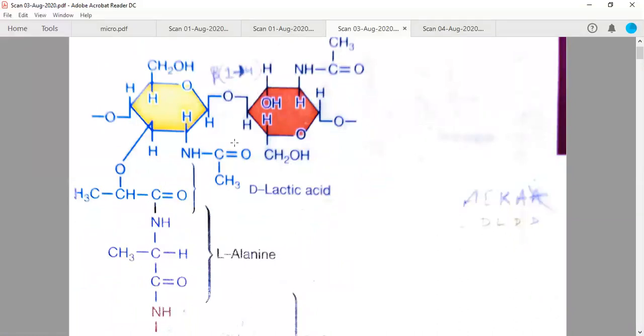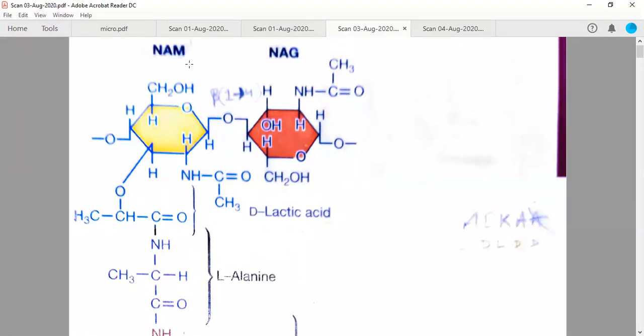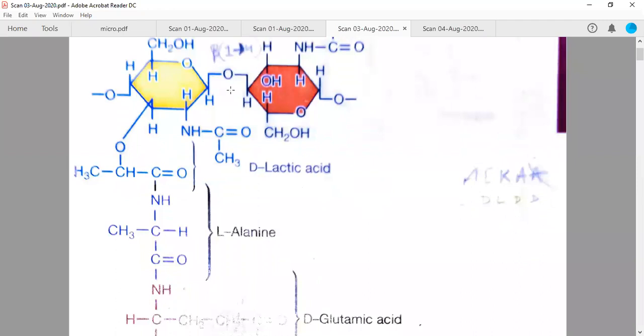So this is important now. There are two subunits, NAM and NAG. They make a disaccharide unit, and each time this disaccharide will be added to either this side or this side of the chain when the chain grows. Now the most important of all is not only this beta 1,4 glycosidic bond which is required for structural maintenance or cell wall maintenance.